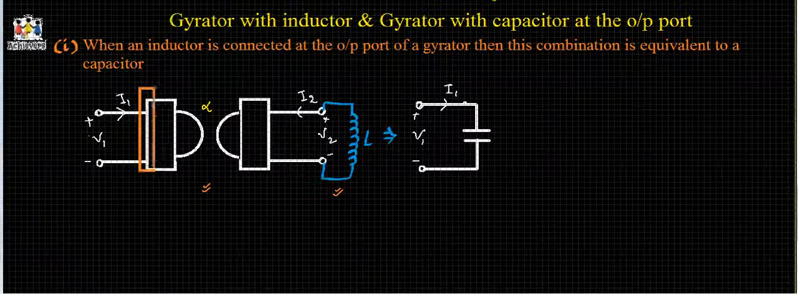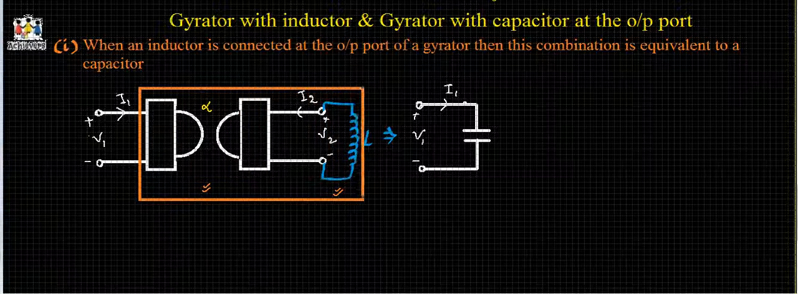this part of the circuit is equivalent to a capacitor whose value is suppose C. So in the first part of this video, we will prove that this part of the circuit is equivalent to a capacitor, and then we will calculate the value of this C in terms of alpha and L.